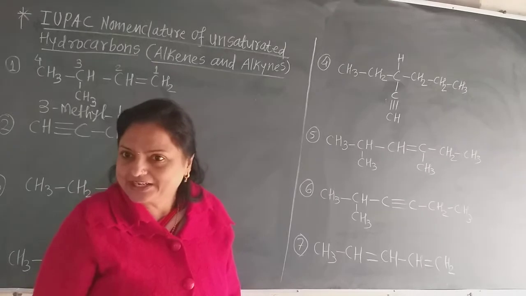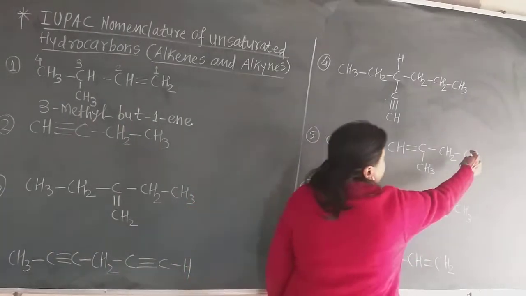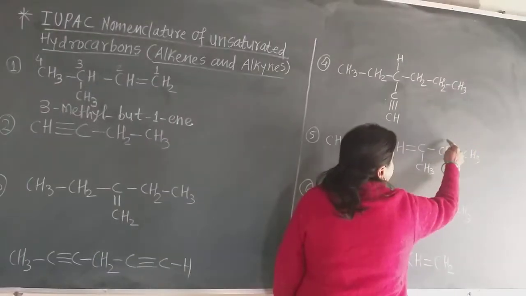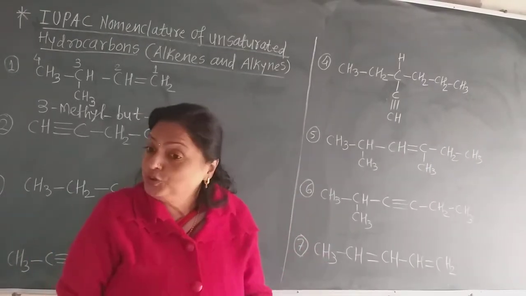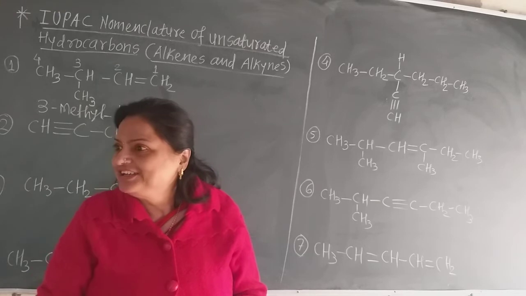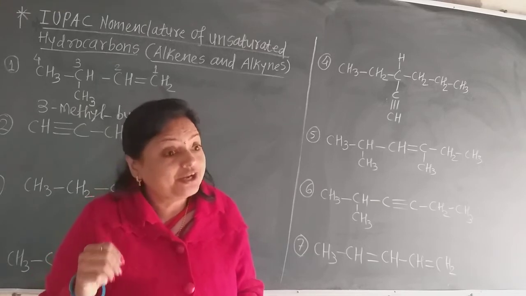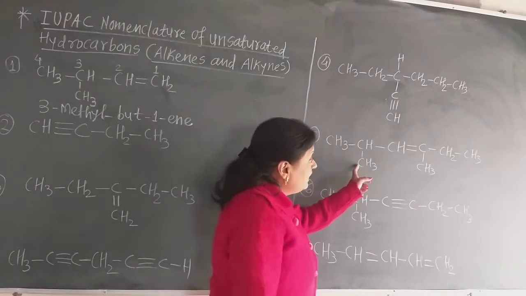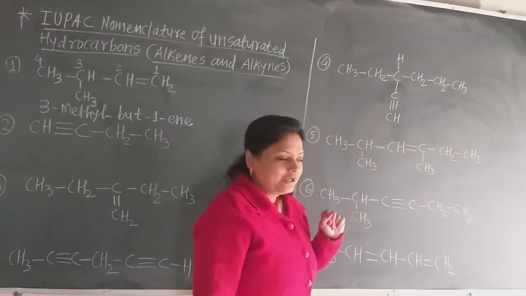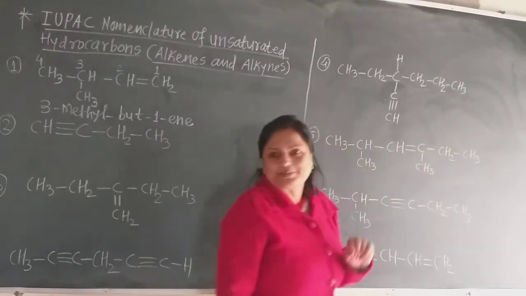The 3rd carbon atom has the double bond. Here also, if I number from this side, 1, 2, 3, the 3rd carbon has the double bond. Then what do we have to do? From which side do we have to number the carbon atoms? Then see where the alkyl group is nearest. From this side the alkyl group is on the third carbon atom.